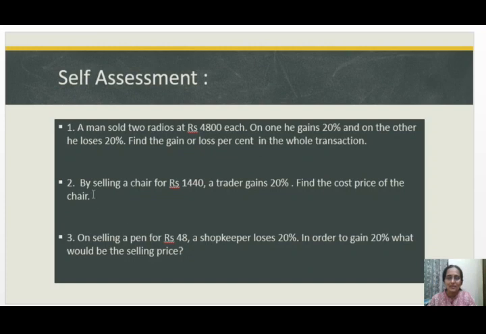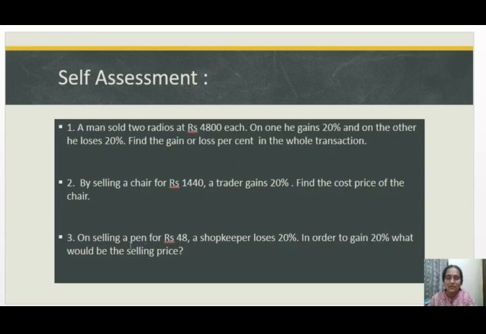Now the second question is, by selling a chair for rupees 1,440, a trader gains 20%. Find the cost price of the chair. Be careful while finding the cost price. You have to compare the gain percent here. For 100 rupees cost price, the selling price will be rupees 120. Now the selling price is given, rupees 1,440. So you have to find the cost price now. So be careful while doing the sum.